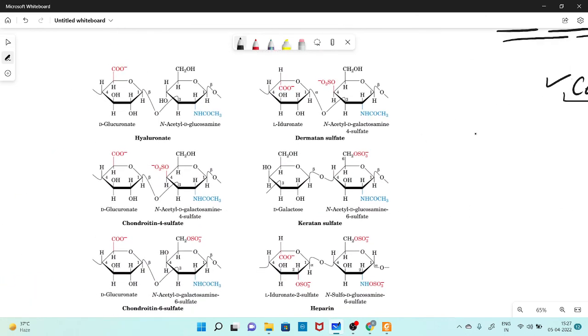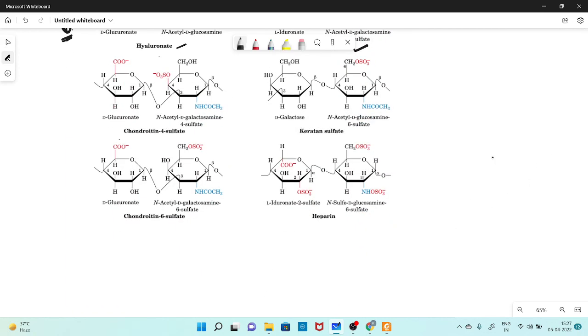number one, as I said, they are negatively charged. Hyaluronate has a low negative charge. It is less negatively charged, right? Whereas dermatan sulfate has extra negatively charged groups on it. Chondroitin sulfate also has negative charge. Keratan sulfate also has negative charge. Then chondroitin 6 sulfate and your heparin. So the confusing thing here is your heparin.